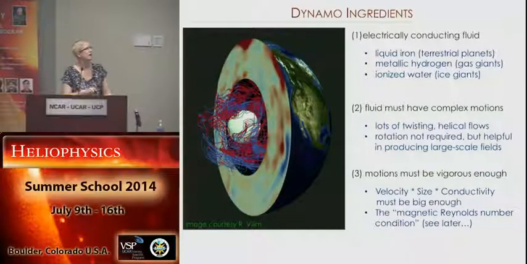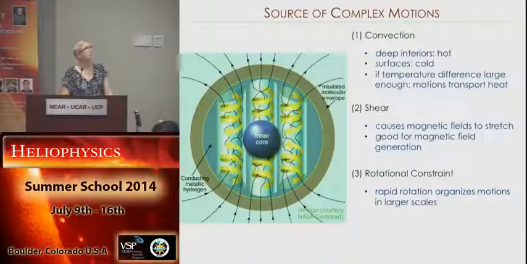Now, it's not enough for the motions to be complex; they also have to be strong enough. There is a measure of the intensity of the motions. It's a product of three important quantities: the velocity of the motions, the size of your conducting region, or the general length scale of the fluid flows, and the electrical conductivity of the region. The product of these three things has to be big enough to generate a dynamo, and we usually quantify this with the magnetic Reynolds number condition, which I'll talk about further in a minute.